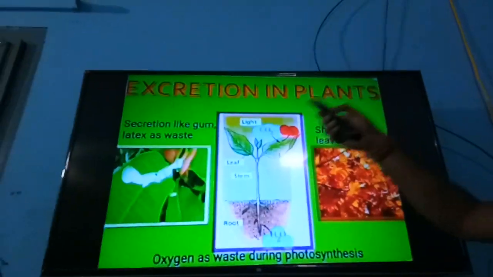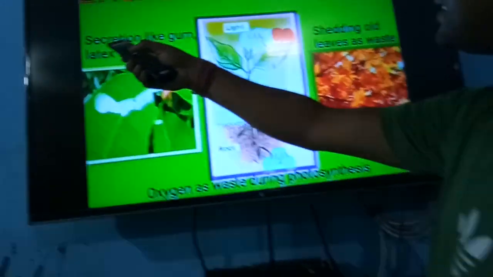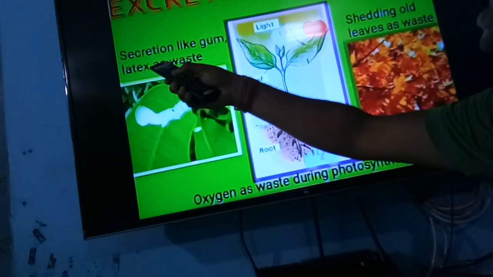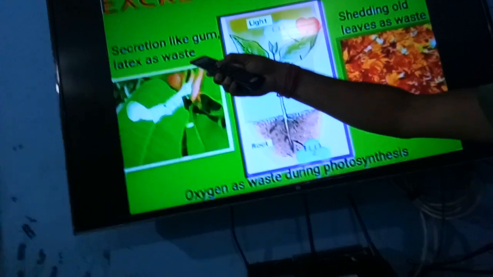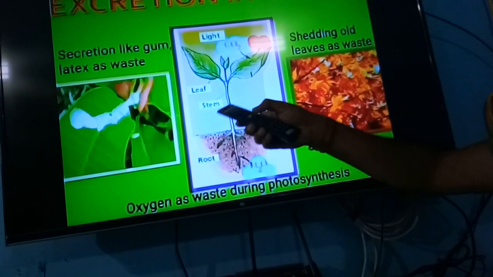Excretion in plants. Similar to animals, excretion also occurs in plants. Secretions like gum and latex are waste in plants. You can see this in these pictures.